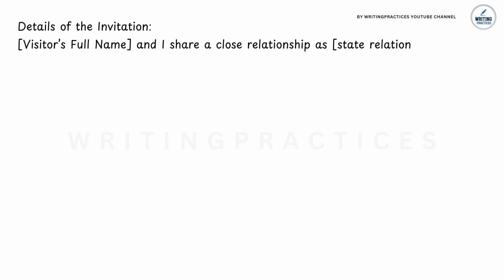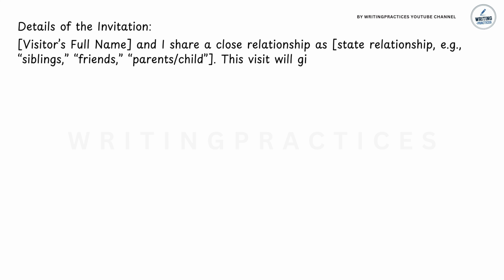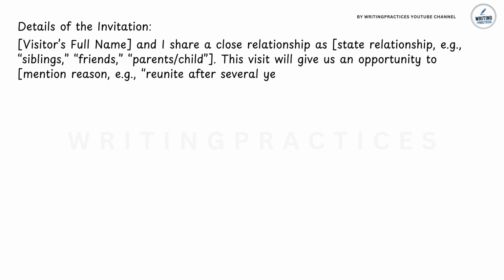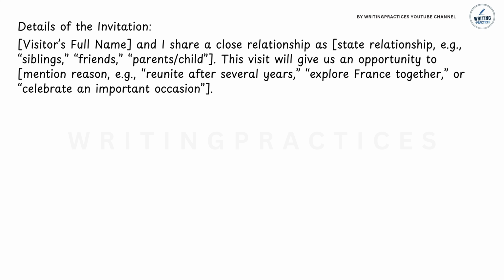Details of the invitation. Here, describe your relationship with the invitee and the significance of the visit. This provides context for the visa officer to understand the personal connection. For example, Jane Smith and I share a close relationship as siblings. This visit will allow us to reconnect and celebrate my upcoming milestone birthday, which is an important occasion for our family. Adding personal touches highlights the genuine nature of the invitation.